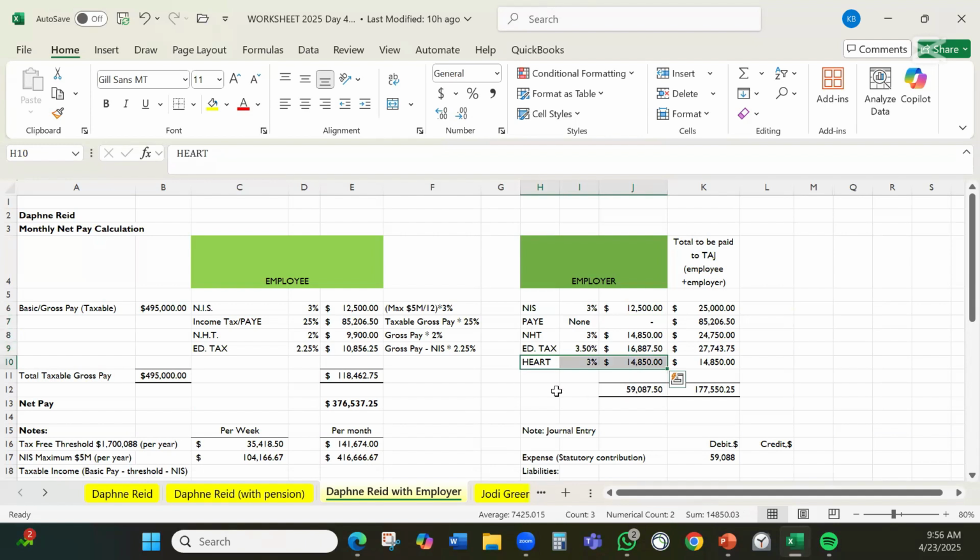So what do we have here? For an employee who earns $495,000, the employer has to pay over to the government on behalf of the company $59,087.50. So as long as you have an employee earning this much, you will need to pay over tax of that amount for that employee. Got it?